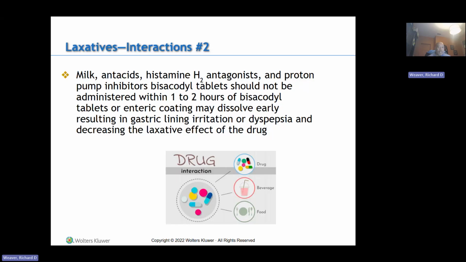So, giving these drugs with enteric coating type of drugs like bisacodyl, it's not recommended, if you will. So make sure you're giving these other drugs here listed 1 to 2 hours before, so the drug can have its full effect, if you will.